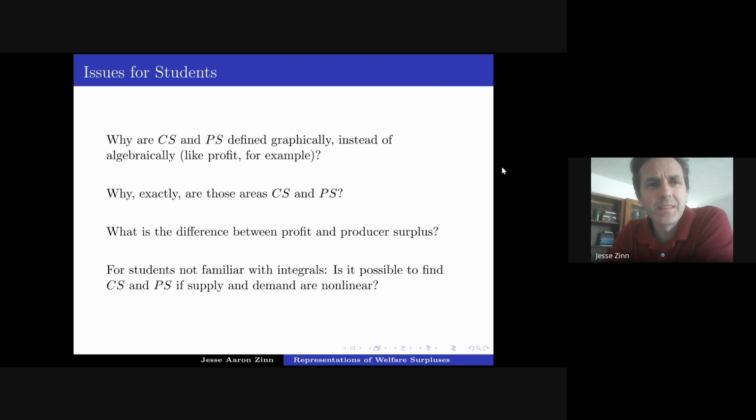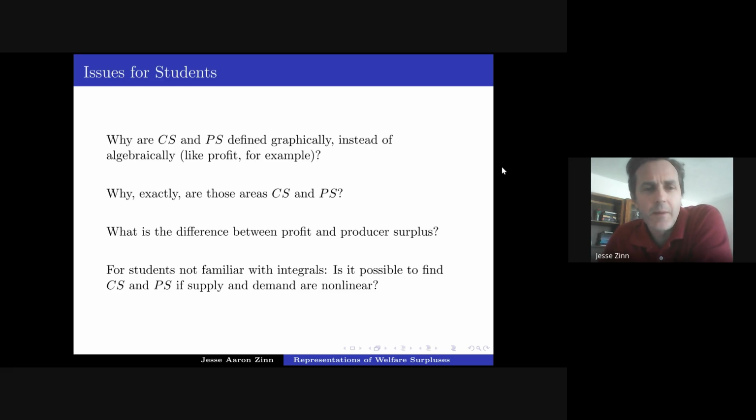Now, these definitions for consumer and producer surplus lead to some issues for students. The students might wonder, why are these defined graphically? Why not algebraically? Like profit, for example, we define it simply as revenue minus total cost, which is an algebraic definition. Why are consumer surplus and producer surplus defined graphically? Do they not have an algebraic counterpart? That's something students might wonder.